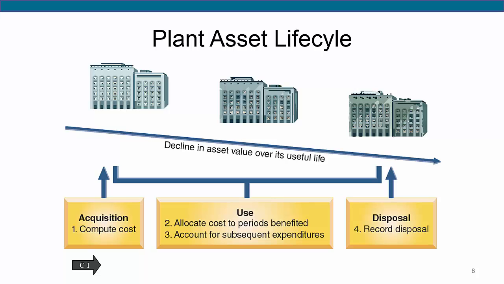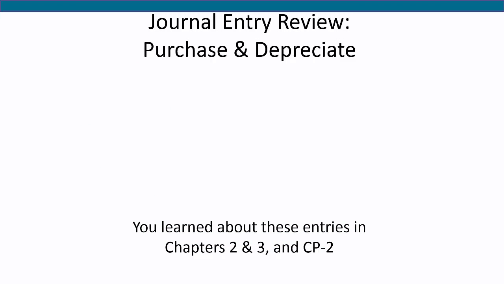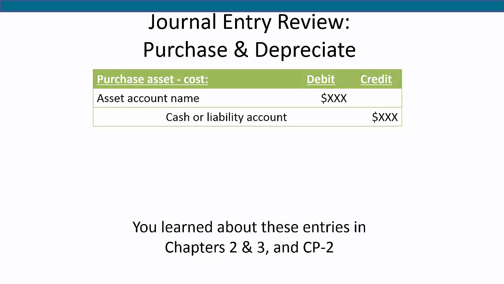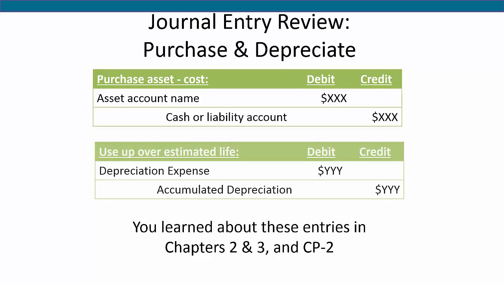Depreciation is the matching principle in action. Third, how do we account for ongoing expenditures such as repairs and improvements? And fourth, how do we account for the disposal of the asset, including removing it from our books and calculating any gain or loss? Now, take a few minutes to review the journal entries that you learned in Chapter 2 to acquire plant assets and in Chapter 3 to record depreciation expense. You'll be using these again in this chapter.